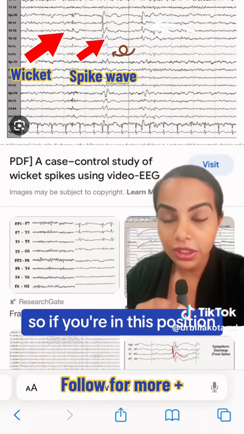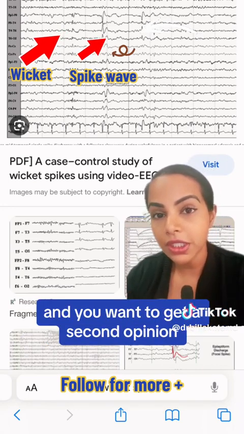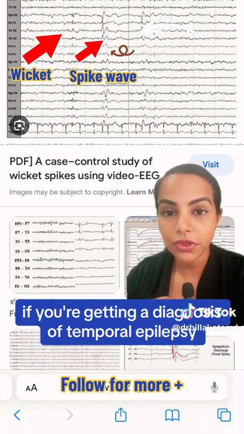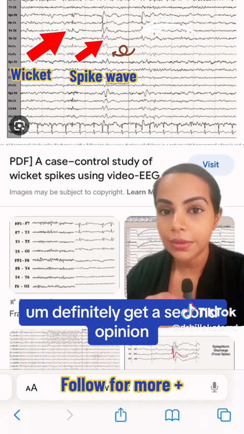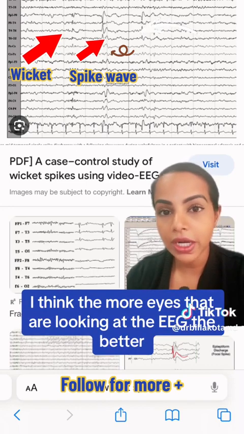So if you're in this position and you want to get a second opinion, definitely reach out to another doctor. If you're getting a diagnosis of temporal lobe epilepsy and it doesn't quite fit for you, definitely get a second opinion. I think the more eyes that are looking at the EEG, the better.